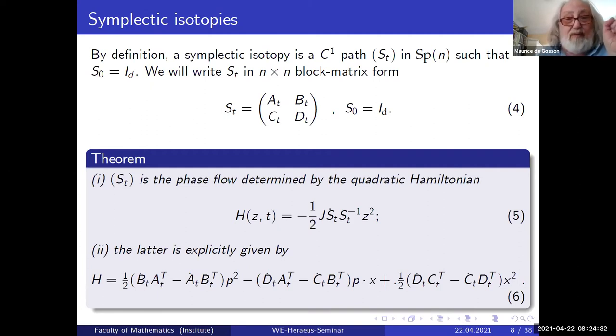By the way, the same result remains true if you replace the S_t by canonical transformations, that is, if you go over to the nonlinear case. Same thing: if you take a so-called Hamiltonian isotopy, then it is automatically associated with a Hamiltonian, which is not quadratic in general, of course. These are well-known results from symplectic topology. I'm not sure that everybody knows them in other areas, but this is important.